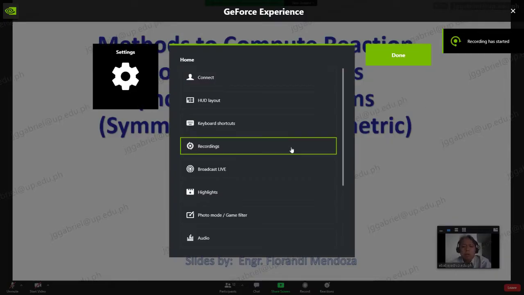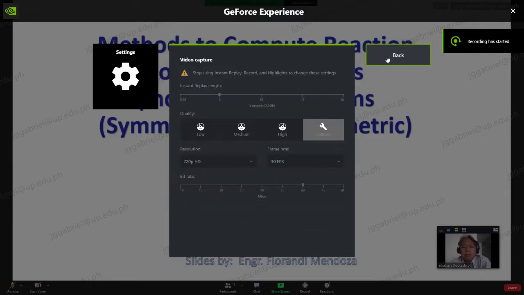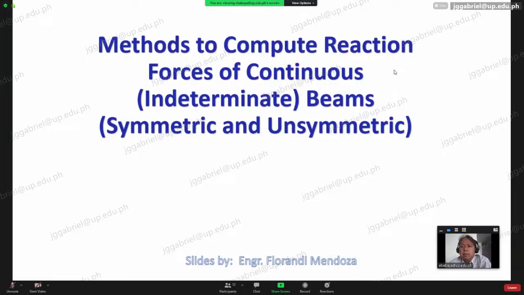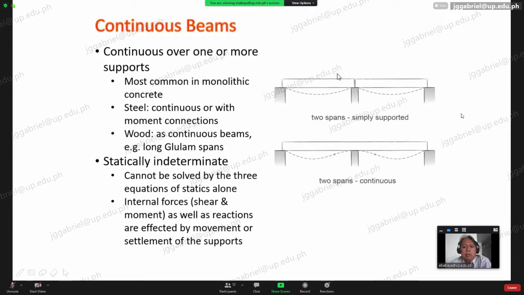Continuous or indeterminate beams, symmetric and unsymmetric, it says. So, what are continuous beams? It says continuous over one or more supports. You have here how many supports? One, two, three, and then you have two beams. They're not continuous, but they're not continuous at this support. So the deflection of that would be this. Okay, then this one.